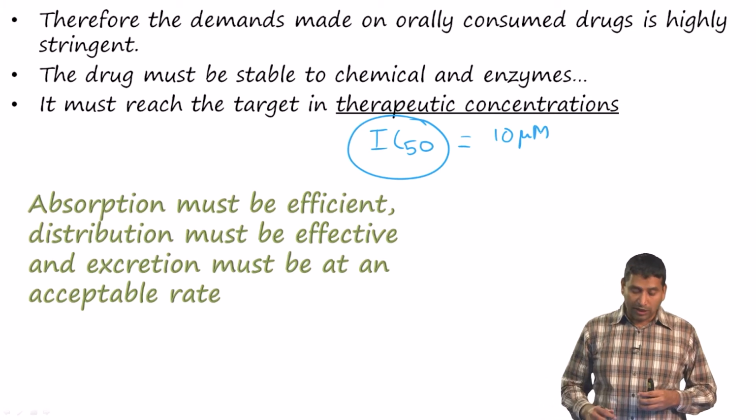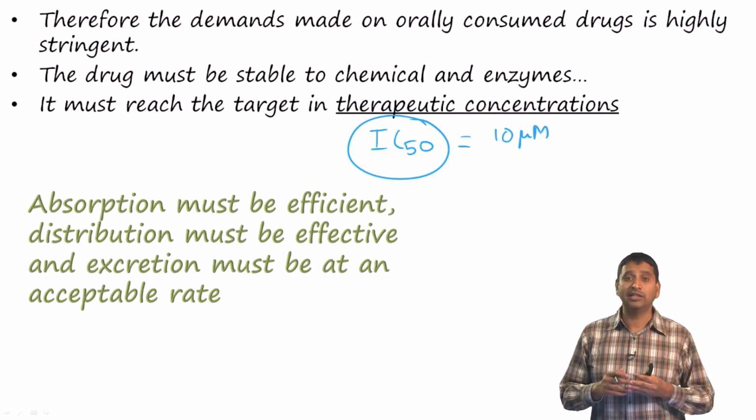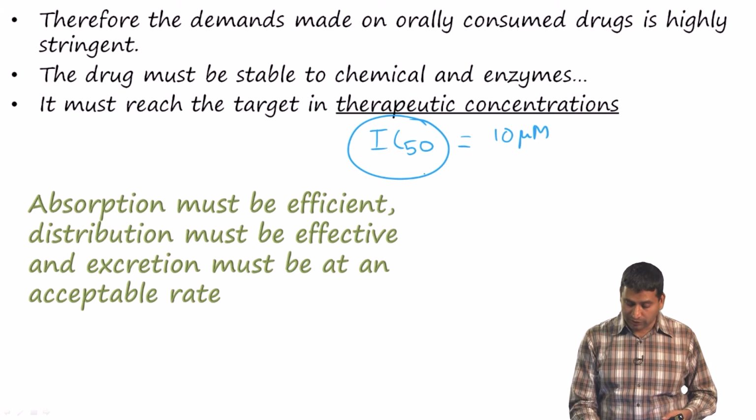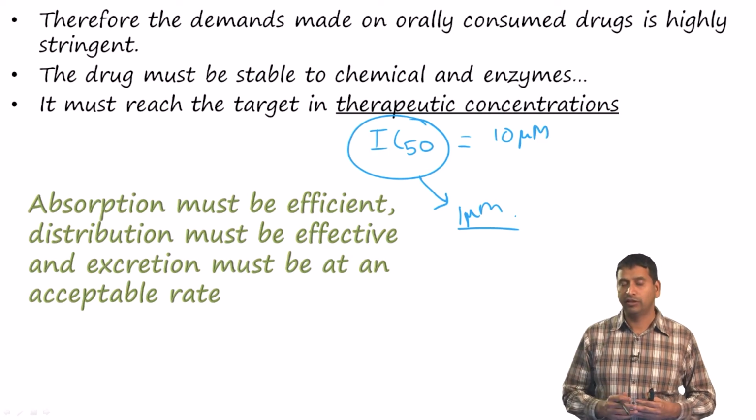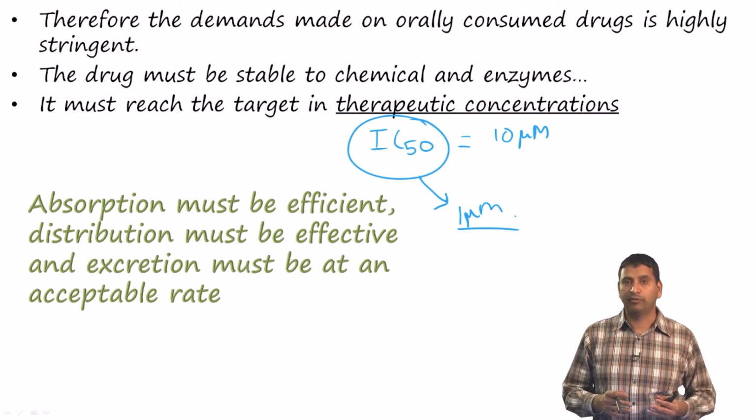Okay. So, after crossing the stomach, passing through the gut and getting into the blood and then reaching the target, the concentration has to be at therapeutic level. So, let us say if the IC50 is 10 micromolar and only 1 micromolar of the drug ends up at the site of interest, then it is not a therapeutic concentration, and therefore, the drug may not be effective. Right. So, a number of parameters have to be considered while looking at how a drug is going to act, and whether it is orally active or not.